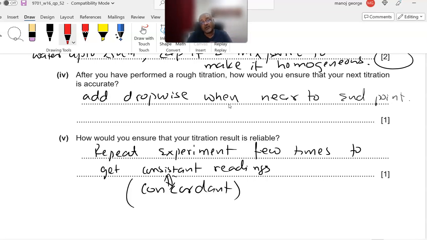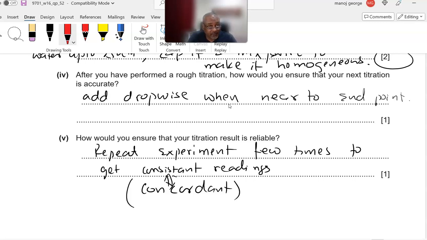Now remember, the rough titer already gives you an approximate endpoint. So you know, for example, if the endpoint was 26.1, remember you don't say 26.1, you have to say 26.10 or 26.15. Remember, the second digit after the decimal during titration has to be 0 or 5.